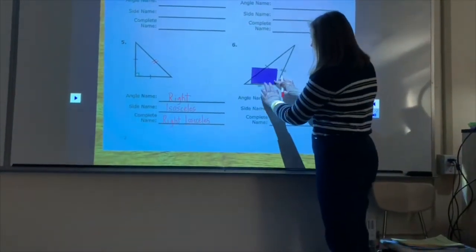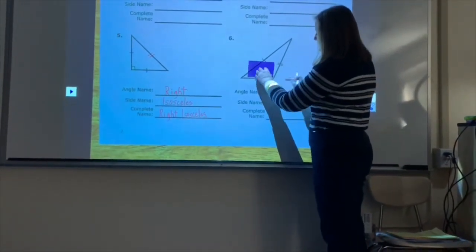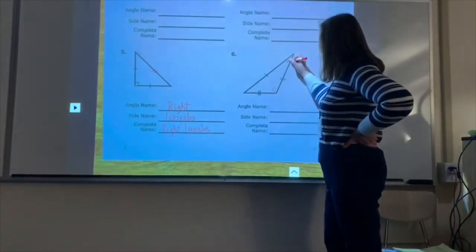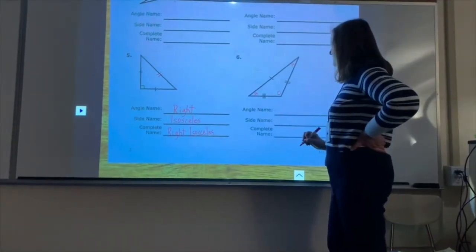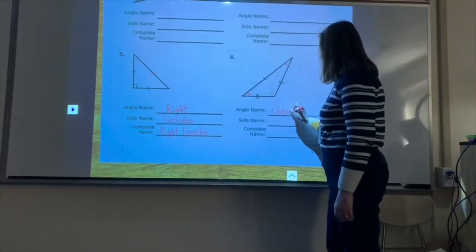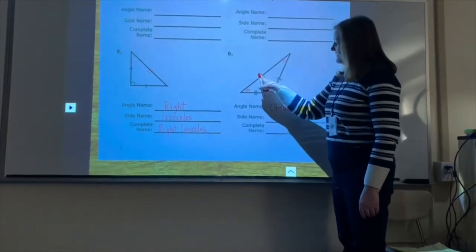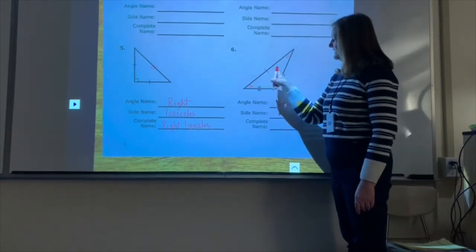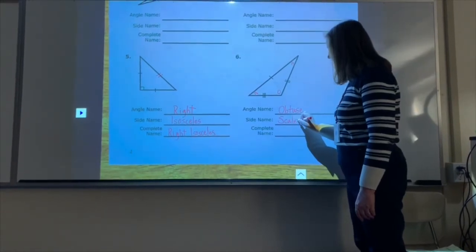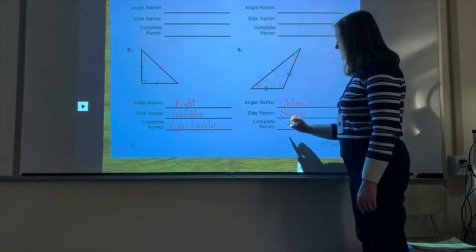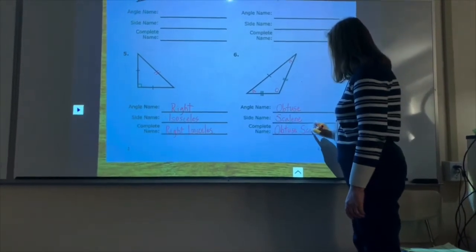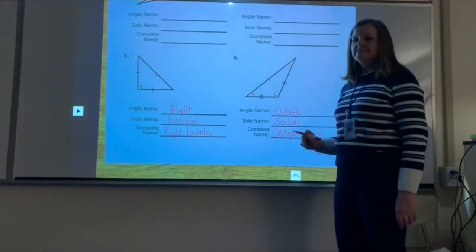So we look at the angle right here, and we can see this one is greater than the right angle. So this is going to be obtuse. This is going to be acute, and this is going to be acute. So since one of them is obtuse, then the angle name is obtuse. This has 1 line, this has 2, this has 3, meaning that all 3 of them are different lengths. When all 3 of them are different, it is scalene. And then the complete name is obtuse scalene. And that's how you identify triangles.